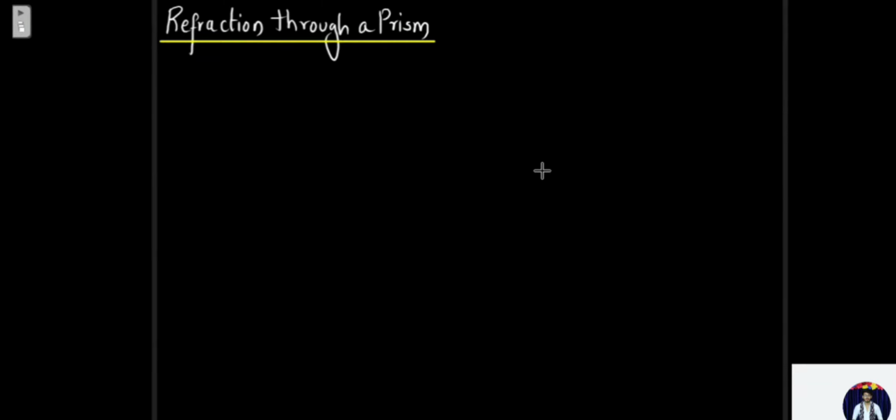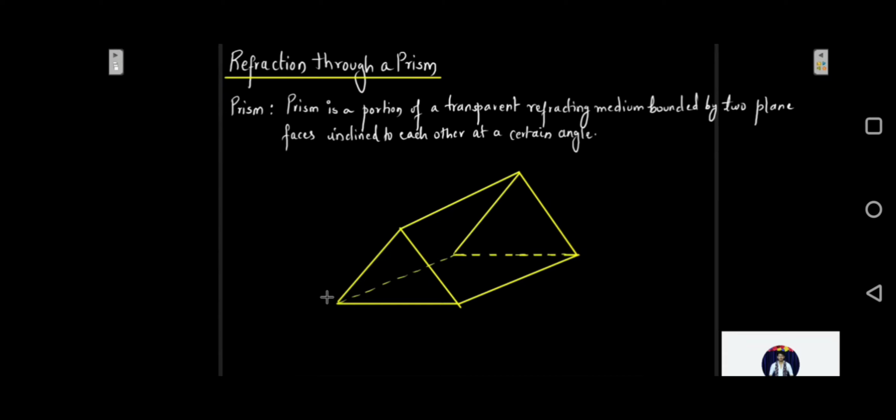So the topic we are going to cover today is refraction through prism. So first let us understand what is a prism. A prism is a portion of a transparent refracting medium which is bounded by two plane faces inclined to each other at a certain angle.